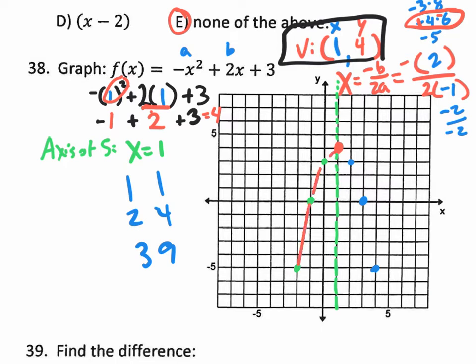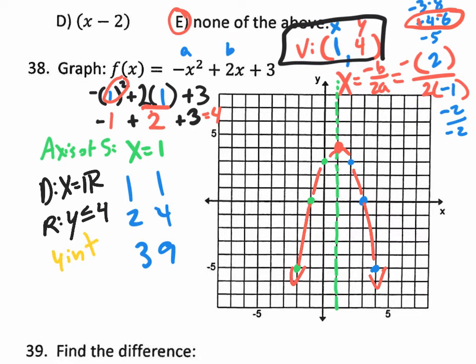The only other thing we could state, actually there's a lot of things we could state about this parabola. For example, what's the domain? X equals all real numbers. How about the range? Y is less than or equal to the y value of your vertex, which happens to be 4. How about the y-intercept? Where does it cross the y-axis? Right here. 0, 3. That's 0, 3, or you could just say 3.